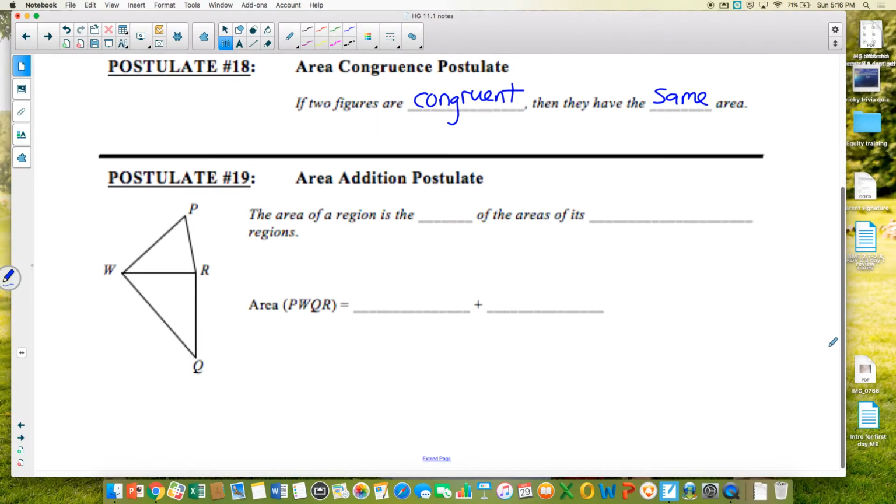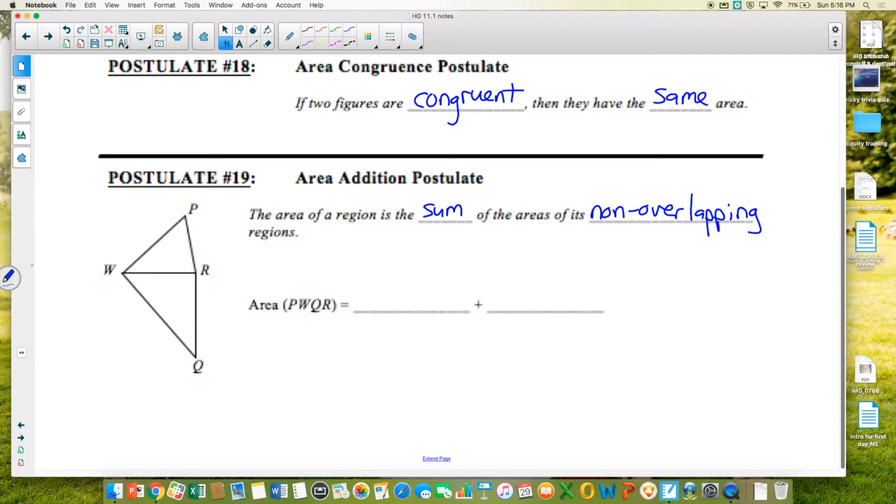And then going down to postulate 19 is the area addition postulate. It's kind of like angle addition postulate, segment addition postulate from earlier this year. The area addition postulate says that the area of a region is the sum of the areas of its non-overlapping regions.